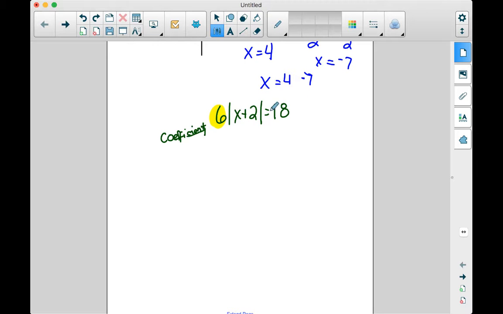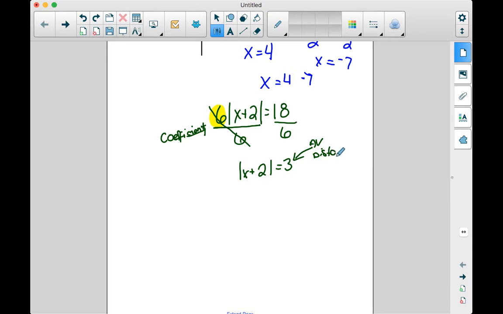Because this 18 right now is not representative of the distance, it's just representative of the entire expression. So to get rid of, or to undo, this coefficient, we're going to first divide it out. Whatever we do on one side, we have to do on the other. 6 divided by 6 gives us 1. So I'm left with my absolute value statement, the absolute value of x plus 2 equals 18 divided by 6, which is 3. So now that 3 represents the absolute value, or the distance.